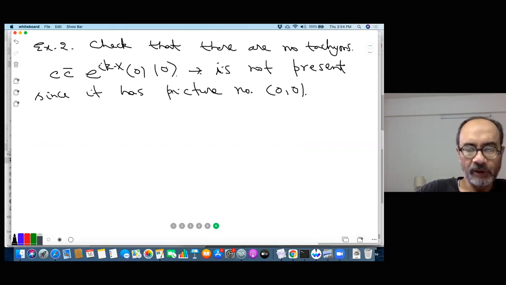But you have to work a little carefully and check all the low-lying states. By shifting through all the low-lying states, you will find that none of them are tachyonic.